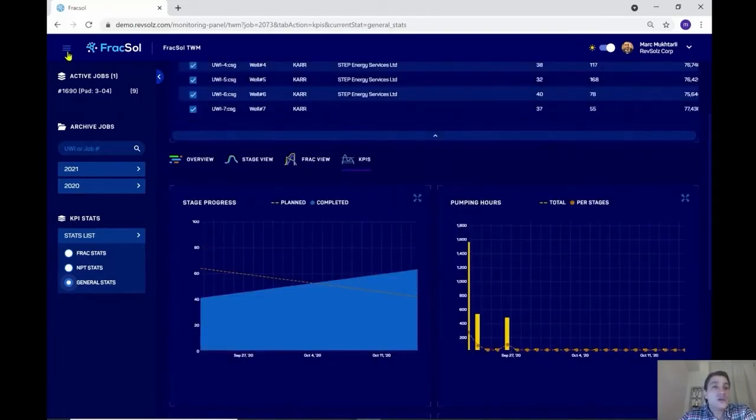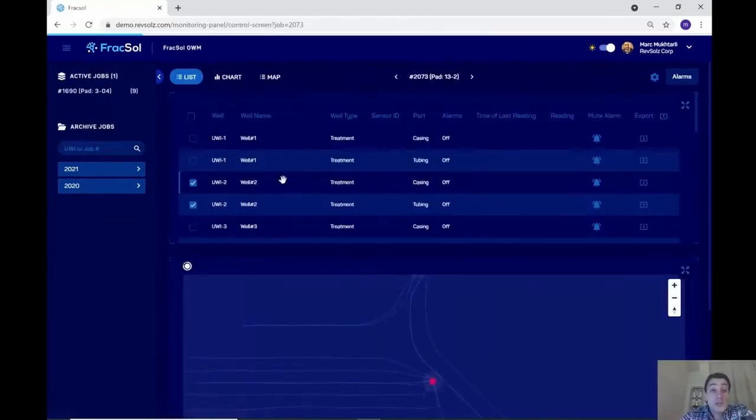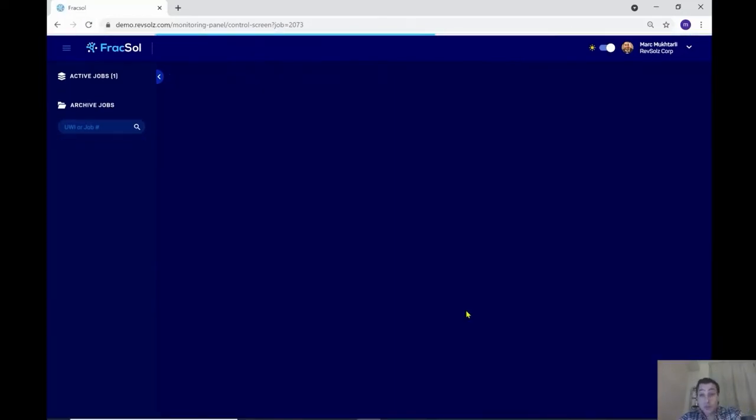So let's go to the offset OWM. Fraxel OWM is capturing all the offset well data, or the well pressure data.